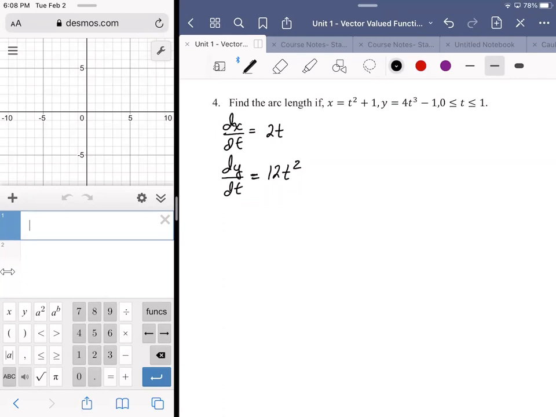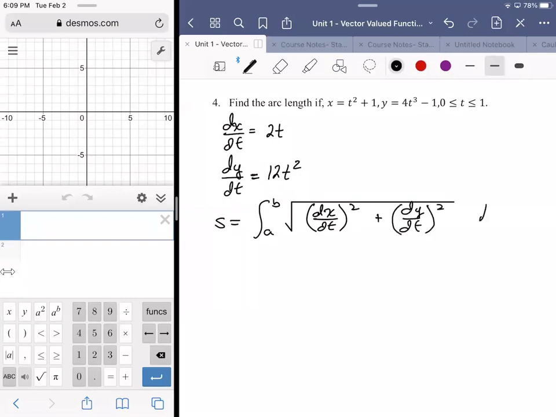So if we want the arc length, we're going to use S equals the integral over the interval of a to b. I'll write the formula first, and then we'll hop into it: the square root of dx/dt squared plus dy/dt squared, dt. I'm going to turn off my line draw. Oh, I actually did, though. It's weird.